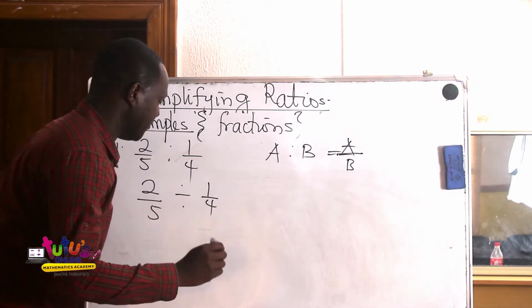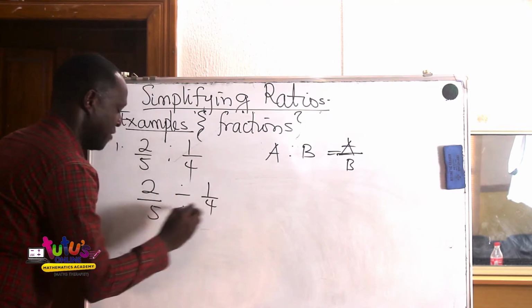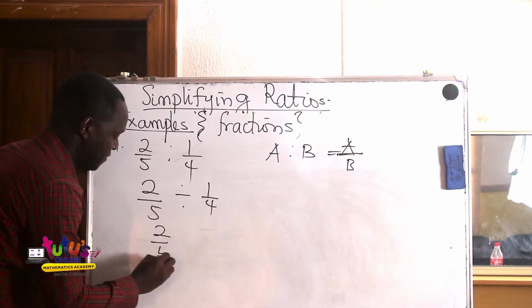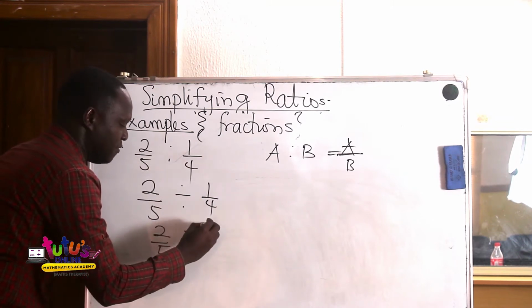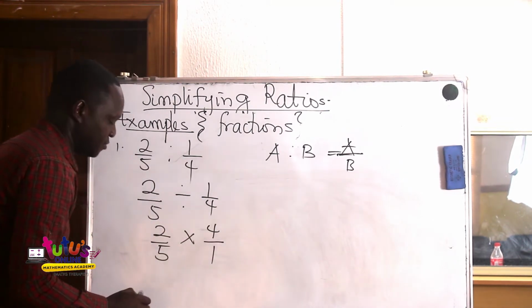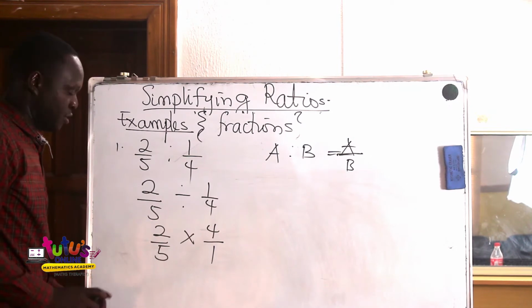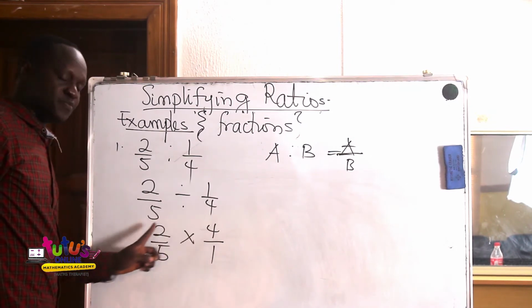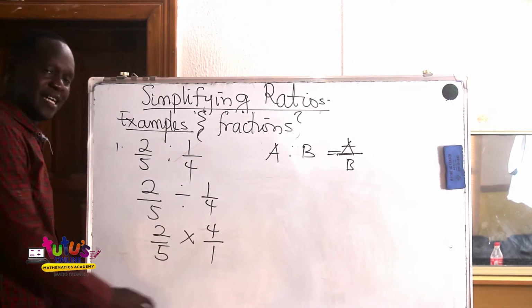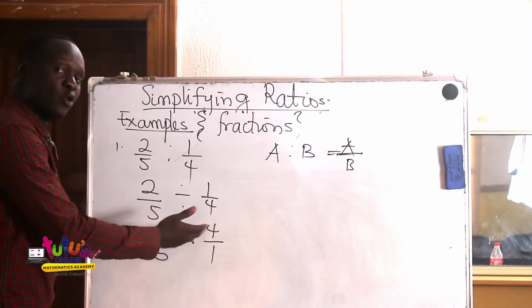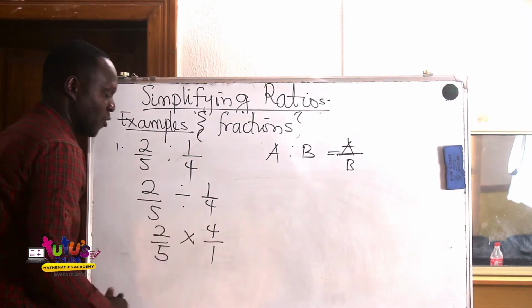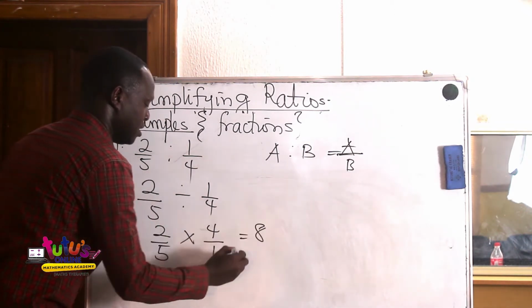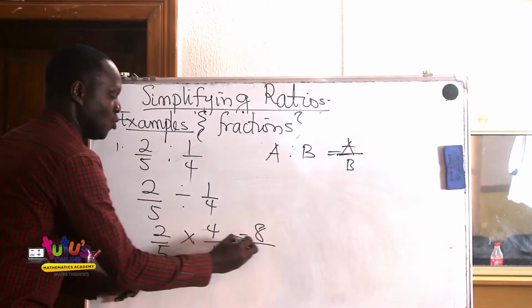Just a brief review. So from here, what do we have? We have 2 over 5 times, overturn this, what would that be? 4 over 1. What do we do from here? Multiply your numerators, because they are not common factors. You can't cancel up and down. So what do we do? Just multiply the numerators. So 2 times 4 gives us 8, all over 5 times 1 is 5.